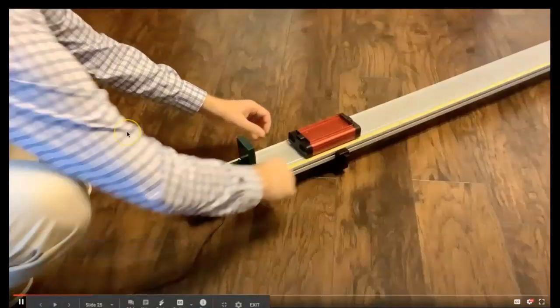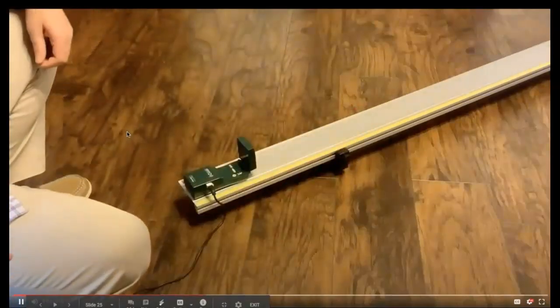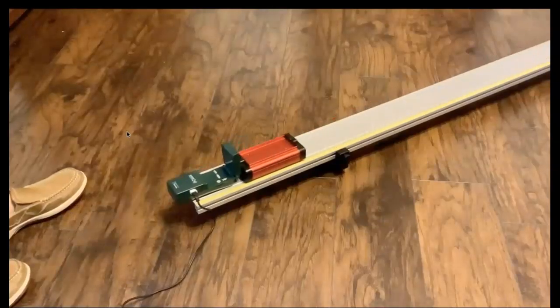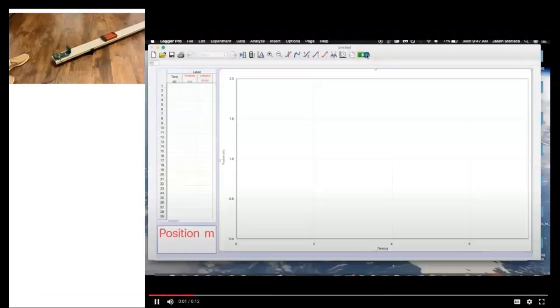So for example, I put the sensor at the end of a track here, and I pushed a cart away from it, and then something happened off screen and the cart came back and actually crashed into my motion sensor. You're not supposed to let it do that. The graph of that little experiment that the motion detector made looks like this.